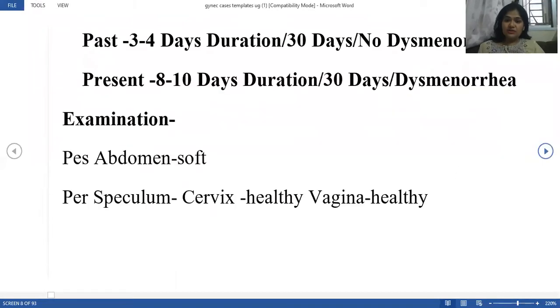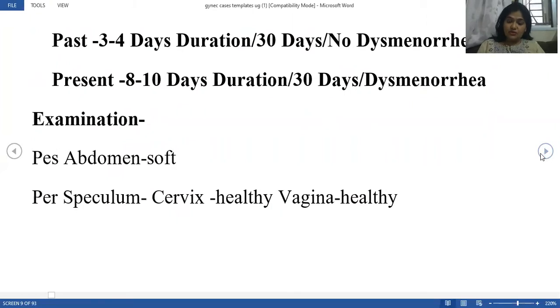What is her menstrual history? Her past menstrual history has been 3 to 4 days of duration. It used to come every 30 days and there was no dysmenorrhea. But presently, when she's having this menorrhagia, the duration of menses has increased to 8 to 10 days, and it's been every 30 days, and it is associated with dysmenorrhea.